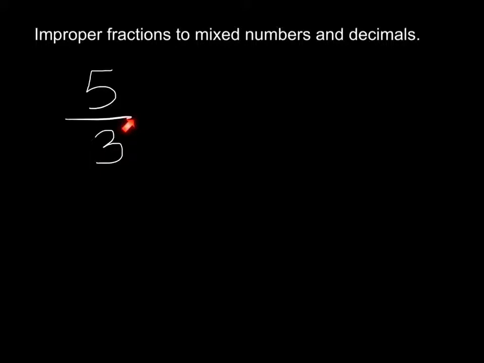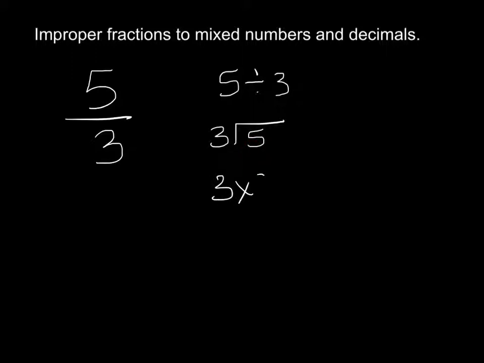We could simply rewrite this as 5 divided by 3. Or you can write the 3 on the outside and 5 on the inside. Now you ask yourself, how close can I put 3 into 5 without it going over? What's the closest I can do? Well, 3 times 1 is 3.